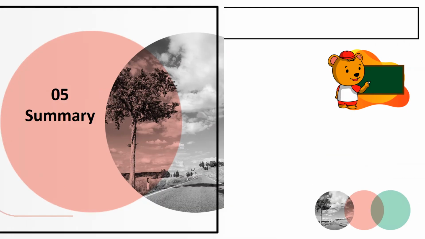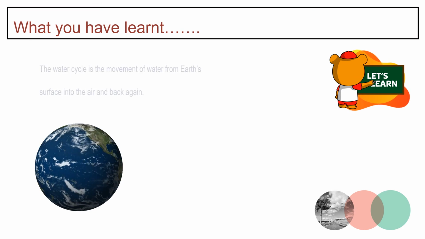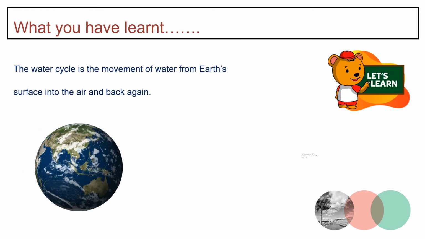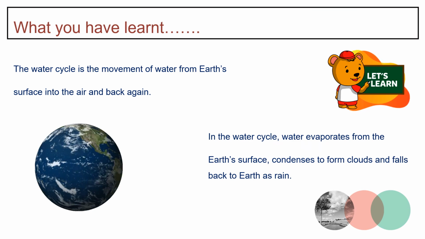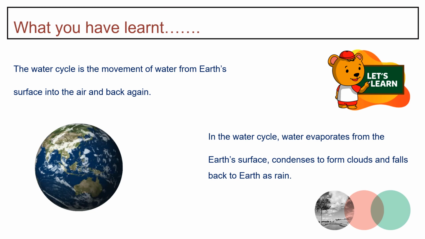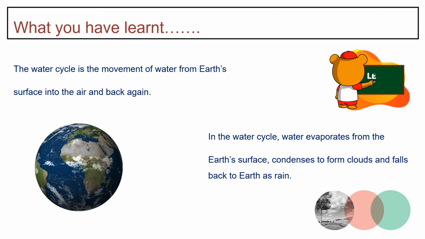Summary. What you have learned. The water cycle is the movement of water from Earth's surface into the air and back again. In the water cycle, water evaporates from the Earth's surface, condenses to form clouds, and falls back to Earth as rain.